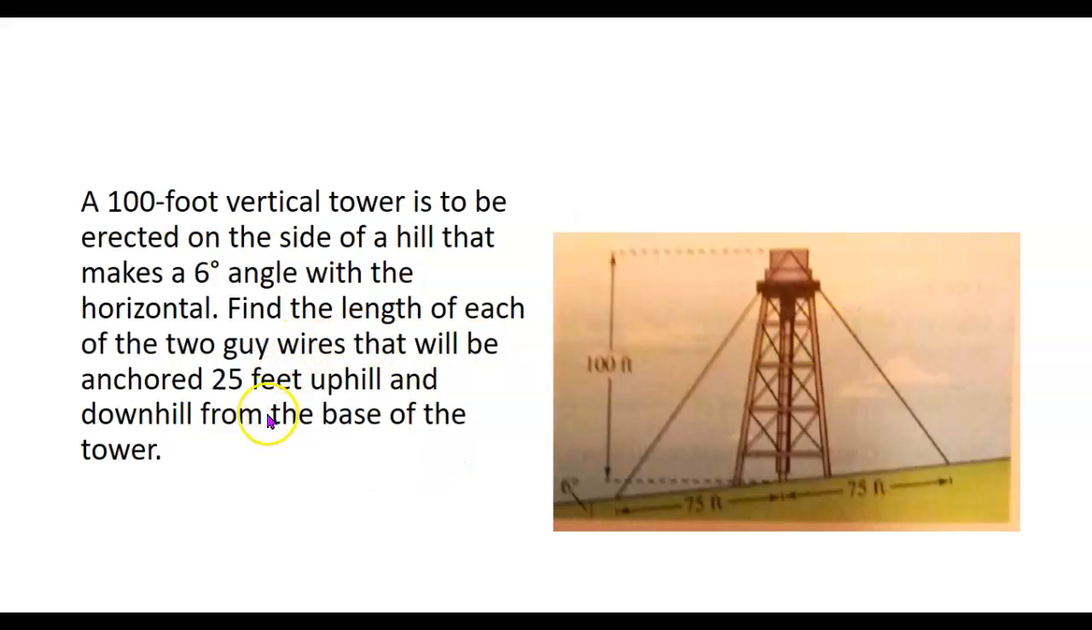Let's try another example. A 100-foot vertical tower is to be erected on the side of a hill that makes a 6-degree angle with the horizontal. Find the length of each of the two guy wires that will be anchored, oops, typo, that should say 75 feet uphill and downhill from the base of the tower.